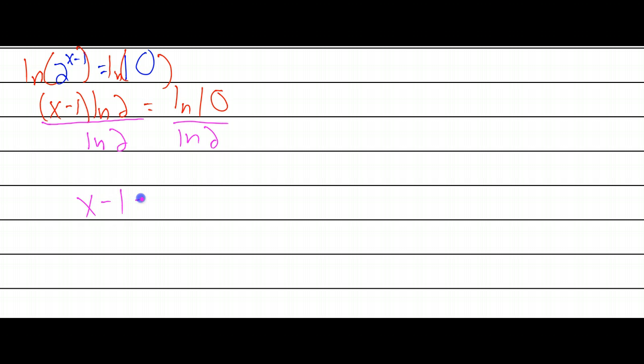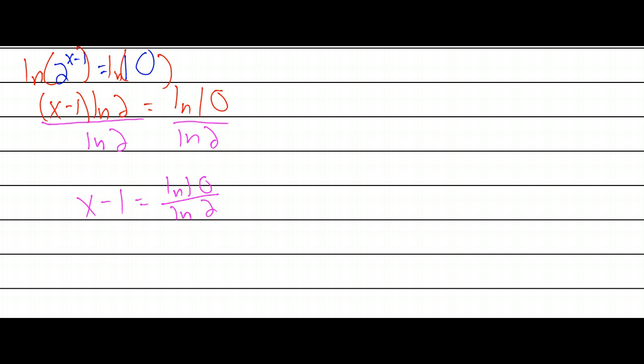So you have x minus 1 is equal to the natural log of 10 divided by the natural log of 2. And no, you cannot do natural log of 5. That is not correct. Okay? That is absolutely not correct.